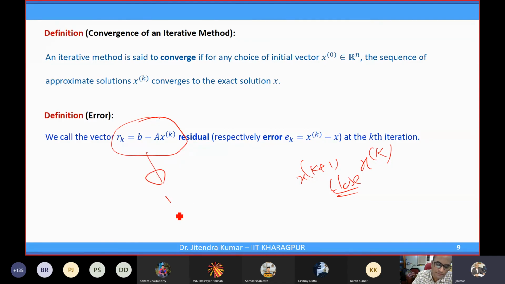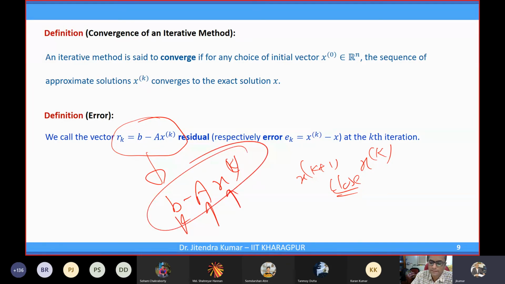So you can think that this is a good solution. Or you check this b minus Ax, because everything is available: A is available, b is available, x is available. You check this residual, and the residual will also give you that indication that you can now stop and say this is my approximate solution. Clear? Yes, sir.